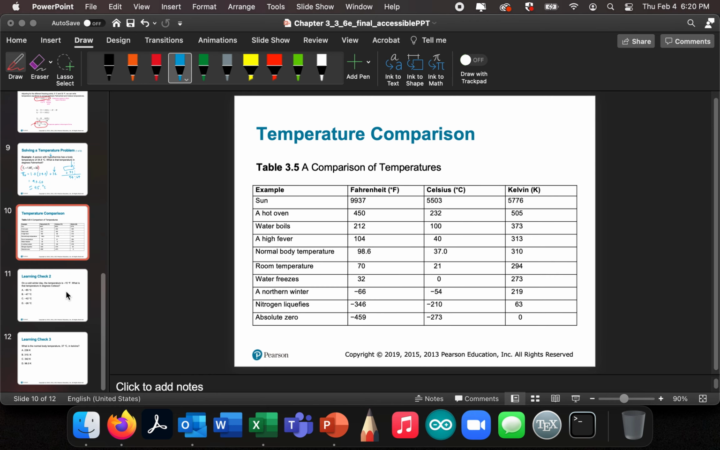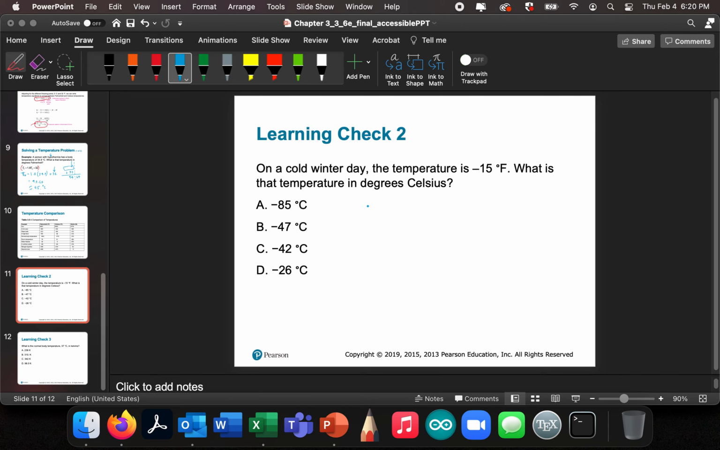Okay, so let's do a couple of learning checks and we'll wrap this up. On a cold winter day, the temperature is minus 15 degrees Fahrenheit. What is the temperature in degrees Celsius? Pause the video and come back and see my answer. Okay, I'm going to suppose you paused the video. I only have one of these formulas memorized: 1.8 times the temperature in Celsius plus 32.